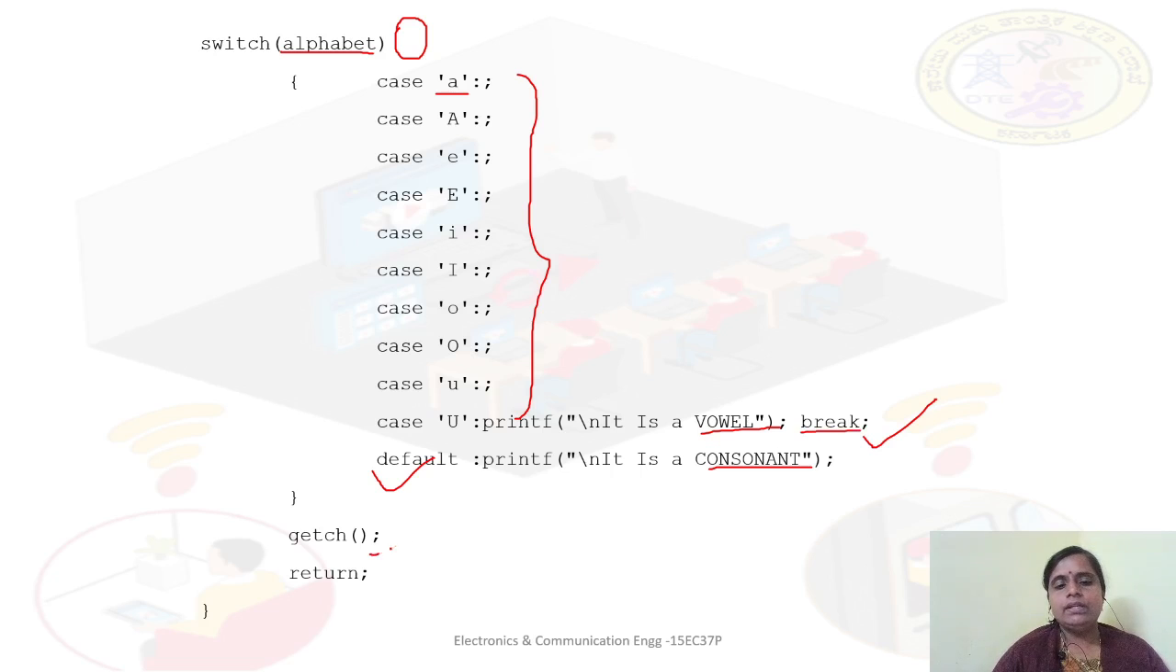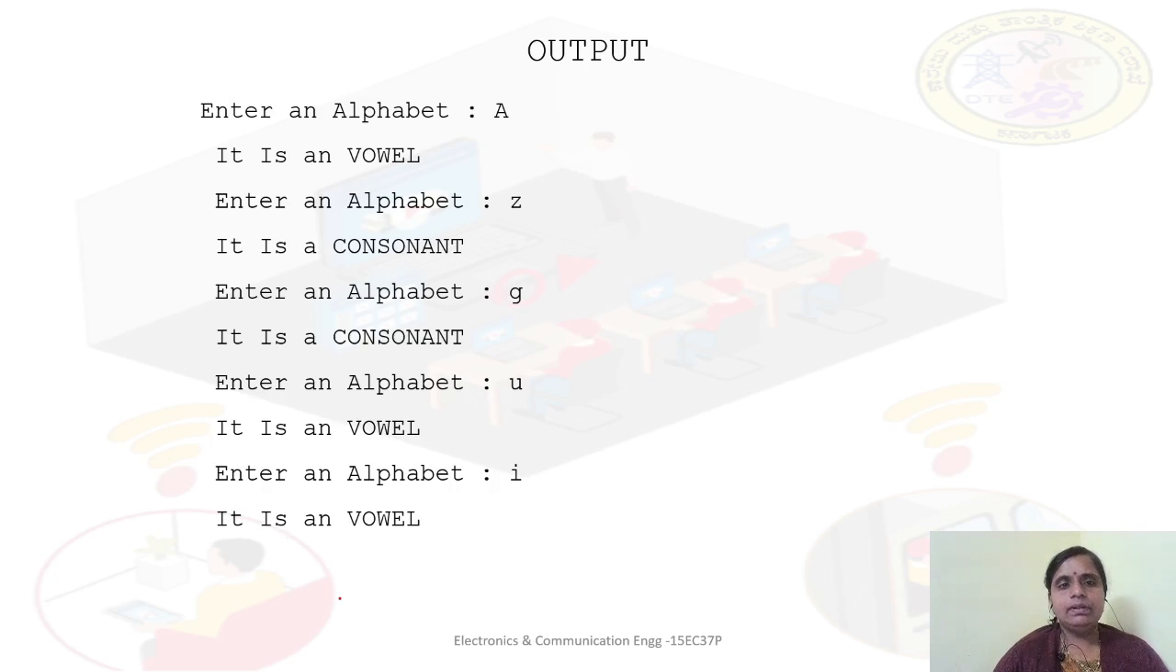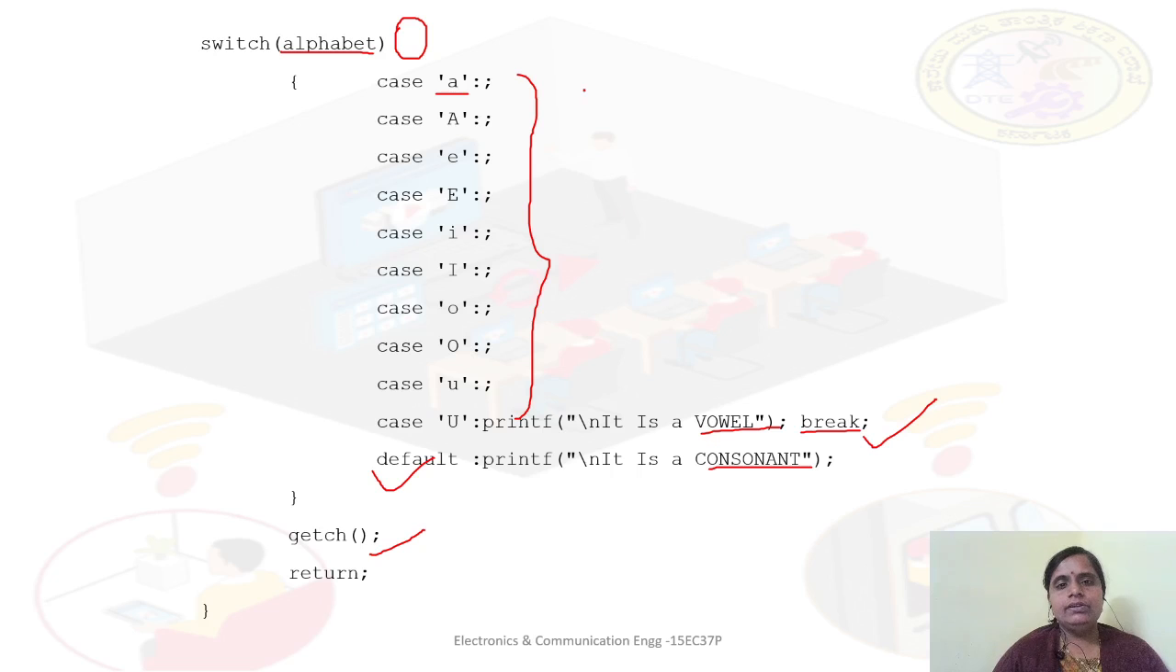Next, in order to get our output displayed, I use the statement getch and return. Now we'll take some examples. If I enter A, it checks, and because it is true, it goes for what? It is a vowel, and it does not go for the default.